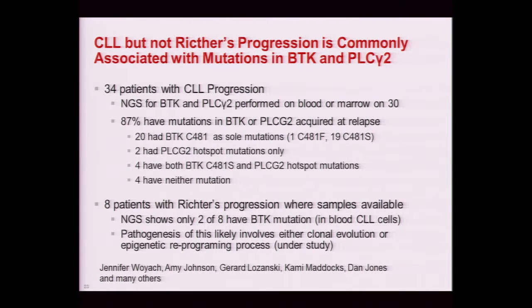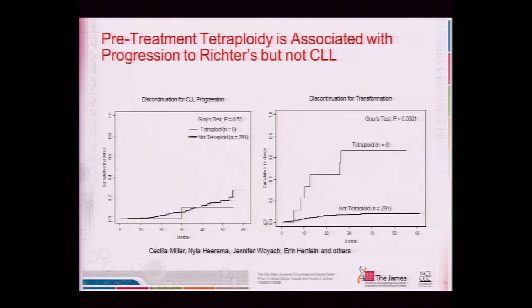And so getting the patient samples when they relapsed, going back to the lab, we identified in CLL that these two mutations were very common. But Richter's transformation, we didn't see that.